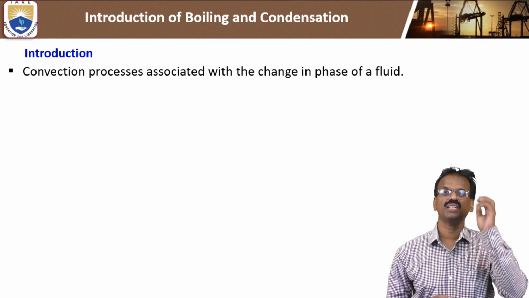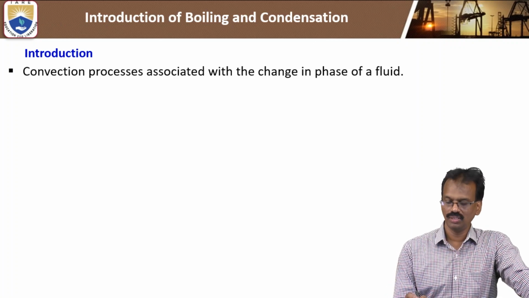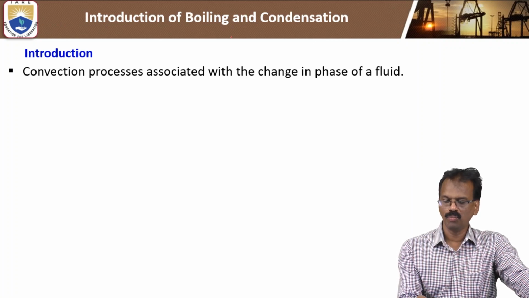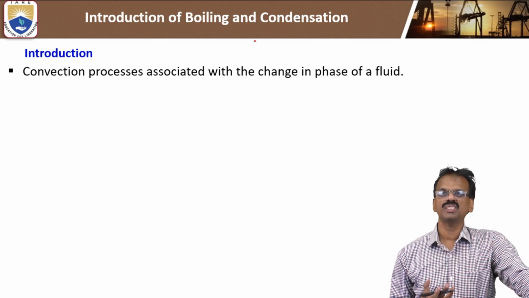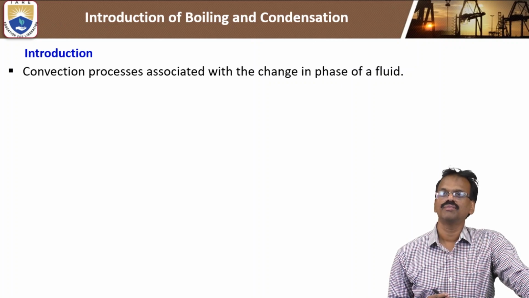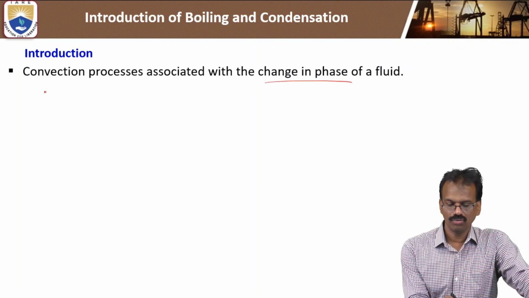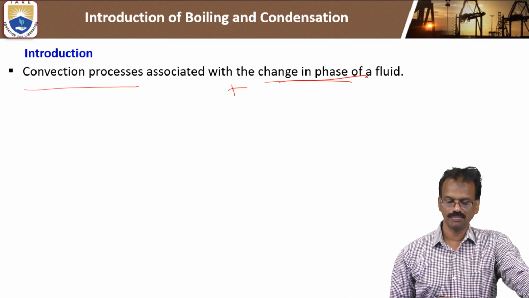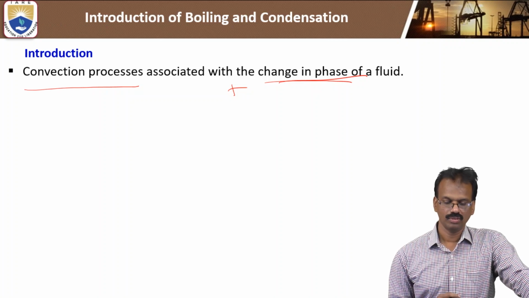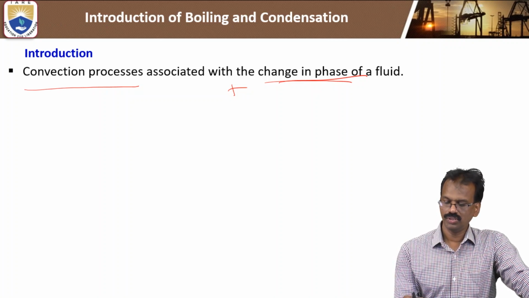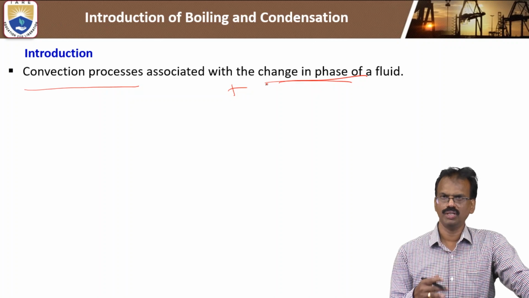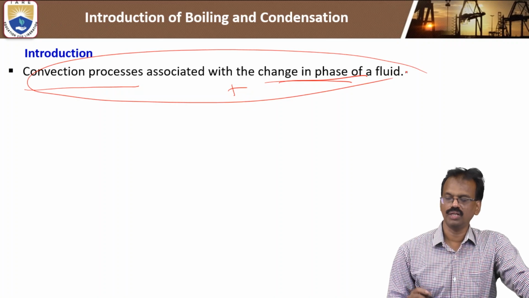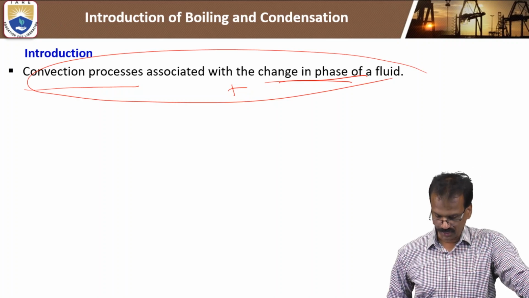The first point: the convection process is associated with the phase change. In boiling and condensation, we see the convection process plus phase change. Convection process means heat transfer from solid to fluid, and phase change means changing of the phase from liquid to vapor or vapor to liquid. These things occur in boiling and condensation.